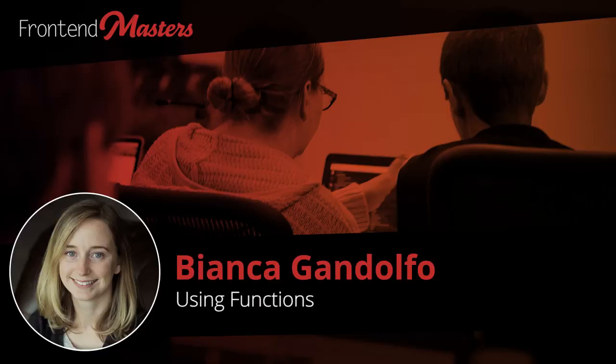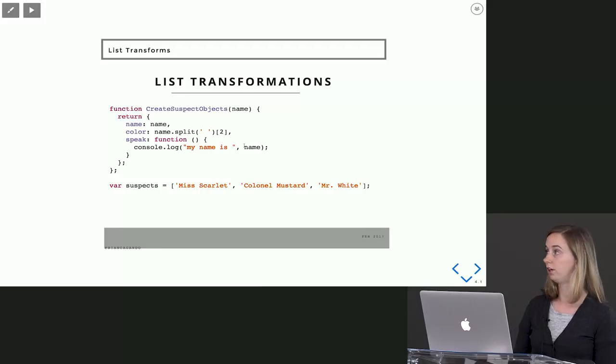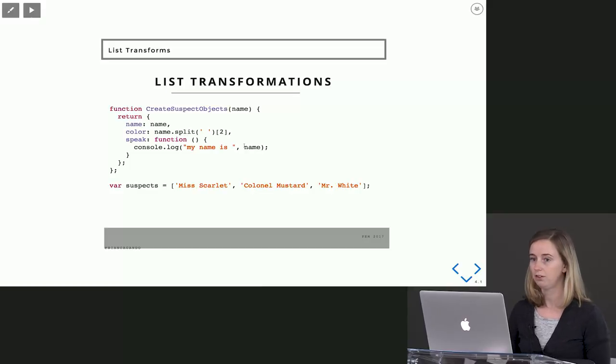We're going to move forward with a similar idea of going through lists and transforming them. We're going to throw in a function now. This function is called create suspect objects. And what does it return?